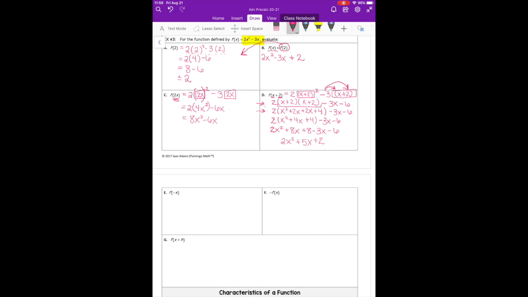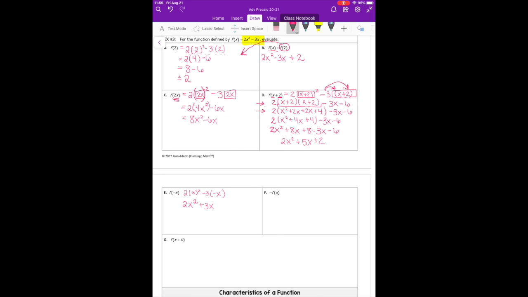All right. E and F should go relatively quick. So if there's a negative x on the inside, everywhere that there's x, I replace with negative x. So then we remember our properties. Well, a negative times a negative is positive. So that's really just positive x squared. And then negative 3 times negative x is positive 3x.